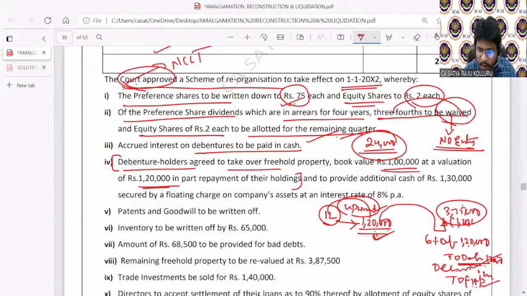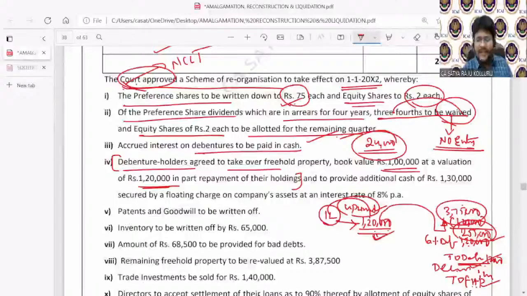After passing this entry, how much balance is still there under debentures? 3,75,000 minus 1,20,000, still I have 2,55,000 balance under debentures account. I will explain each and everything again in my OneNote, but no worries. For the time being, I am just reading the problem and explaining the content. So the balance in debentures account is 2,55,000.